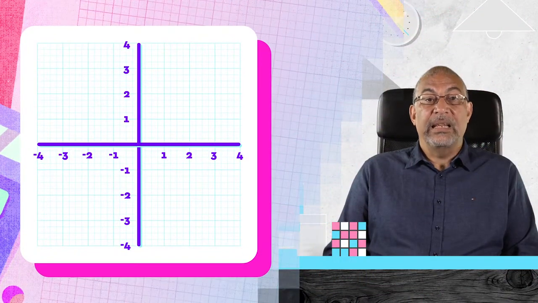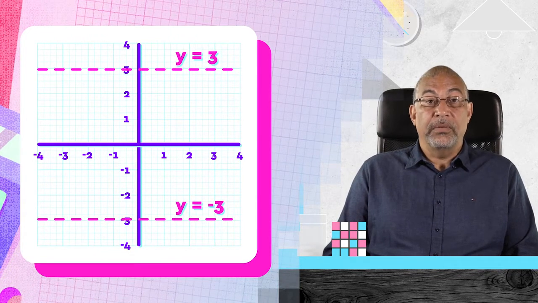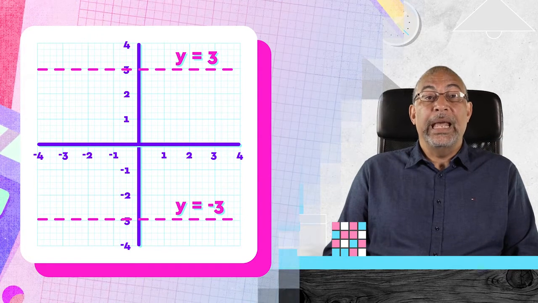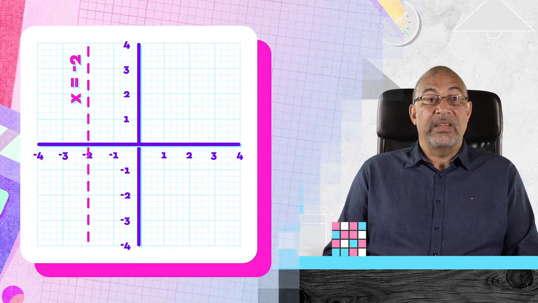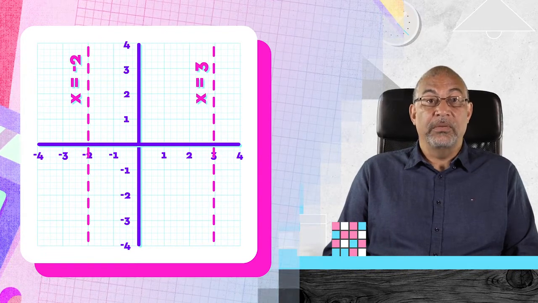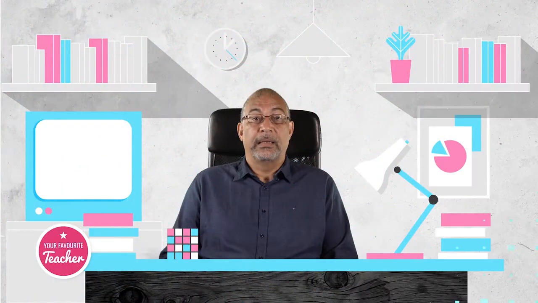When a line is given as y is equal to some numerical value, it will always be a horizontal line. When a line is given as x is equal to some value, it will always be a vertical line. This is definitely worth remembering. Let's take a look at an example.